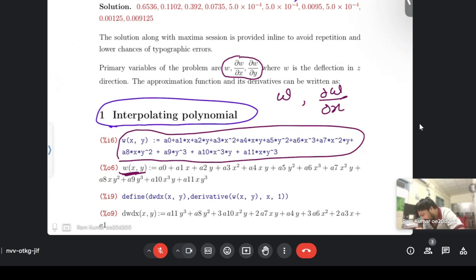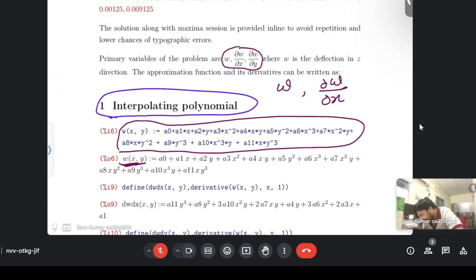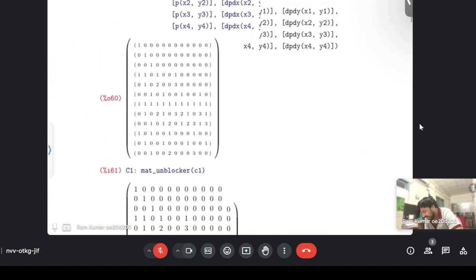If we are differentiating with respect to X, we get A1, then 2A3 X, plus A4 Y, plus 3A6 X square, then 2A7 XY, then A8 Y square, then 3A10.